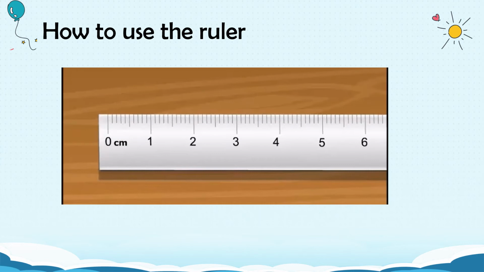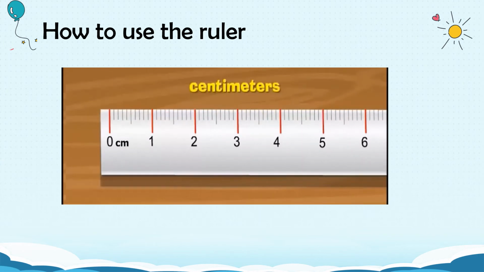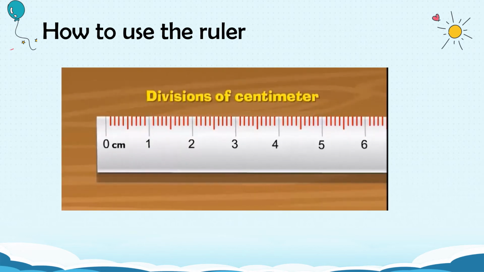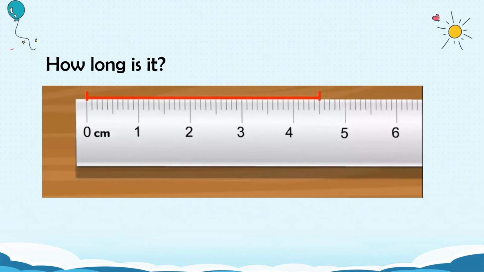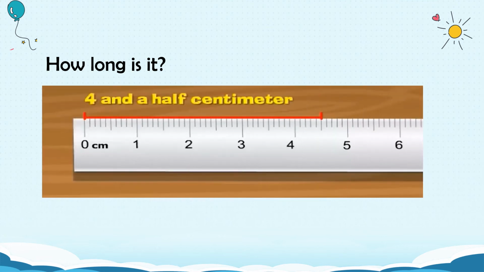How do we use the ruler? We can use a ruler to measure the exact measurement of an object. When we measure an object with a ruler, we put the end mark 0 at one end of the object, then we read the number at the end of the object. Try this. How long is the line on the ruler? Very good. It is 4.5 centimeters.